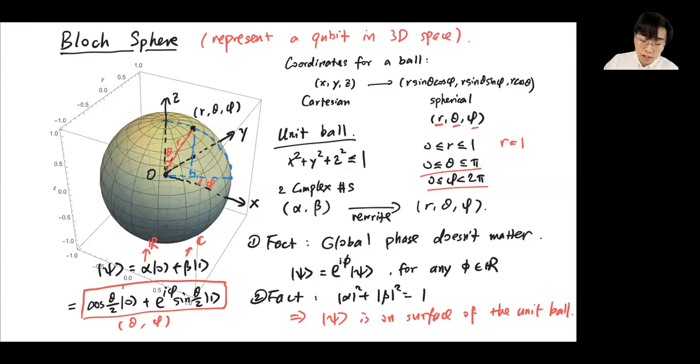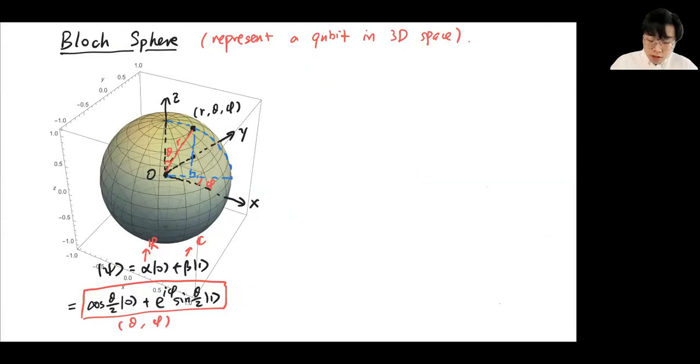Now let's just try to locate some of the common quantum states on this Bloch sphere. So where's the quantum state psi equals 0? Well, for 0, we have r equals 1, theta equals 0 because cosine 0 is 1, sine 0 is 0, and phi is also 0. So we can pinpoint the state 0 on the Bloch sphere up here.